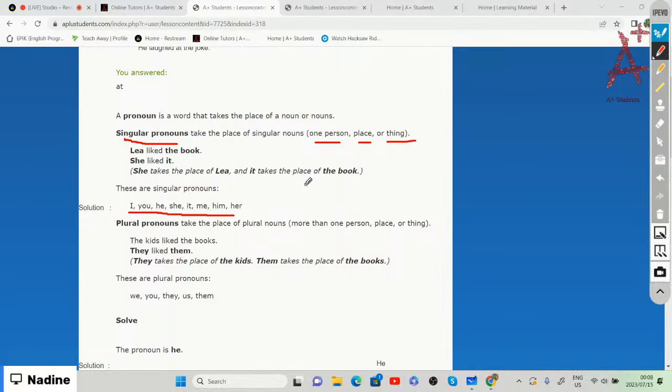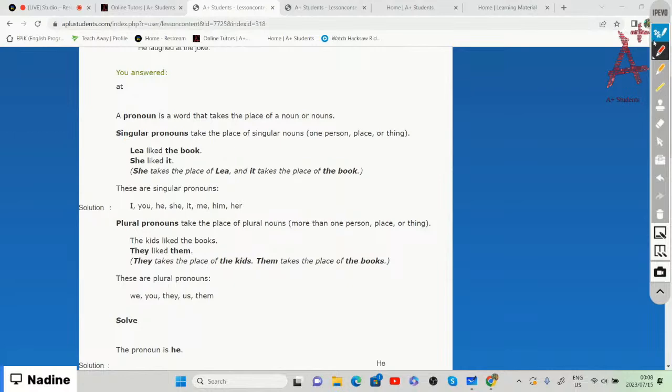And plural pronouns, which refer to more than one person, place, or thing, are we, you, they, us, or them, right?